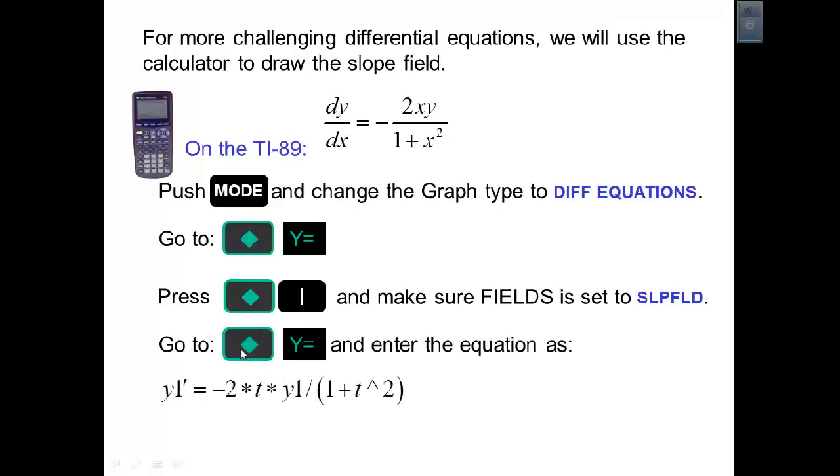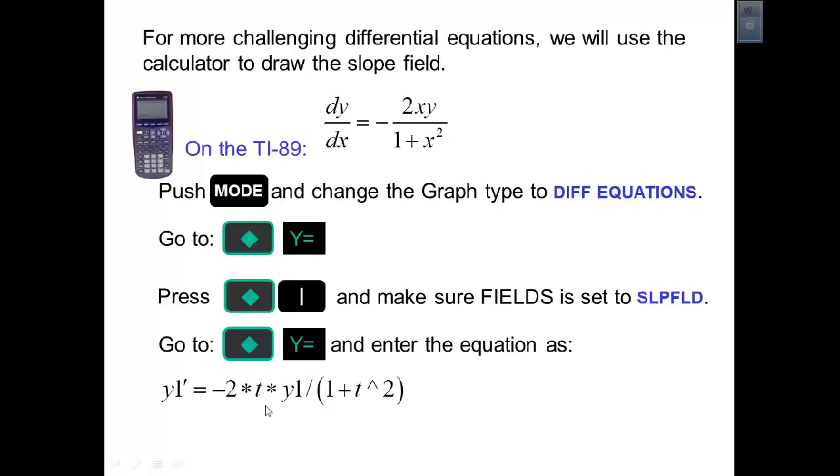But when you go to the diamond and Y to put your equation in, you're going to notice you've got y1 prime. Well, there's your differential equation. This is dy/dx, the derivative of y. And you're going to need to put in t in place of all your x's, and you're going to need to put y1 in place of all your y's. It's just the way it's programmed. That's what you have to do.